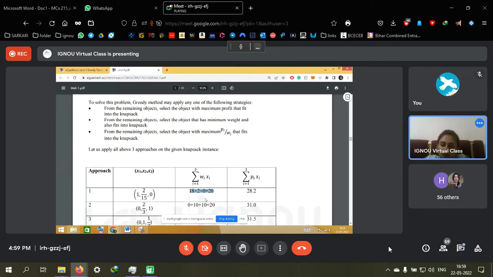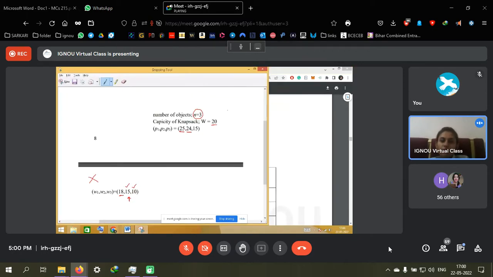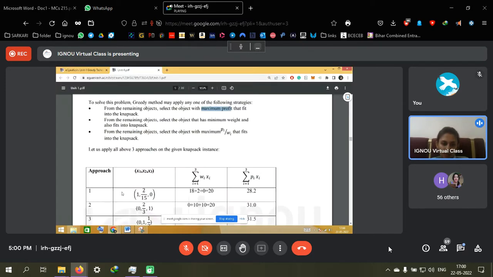Any doubt? Ma'am, how did we select the second part, 2 by 15? Okay, in the first approach we are doing, we select the object with maximum profit. If we are considering the profit, the maximum profit is 25. So that's why I picked the first object, and the weight of that object is 18. So I picked the complete object, that's why I write 1 here.